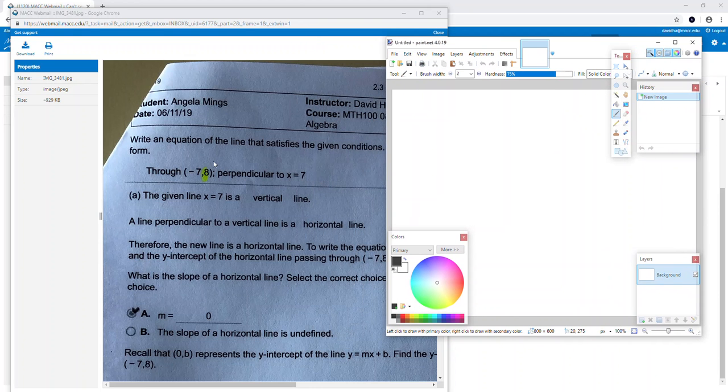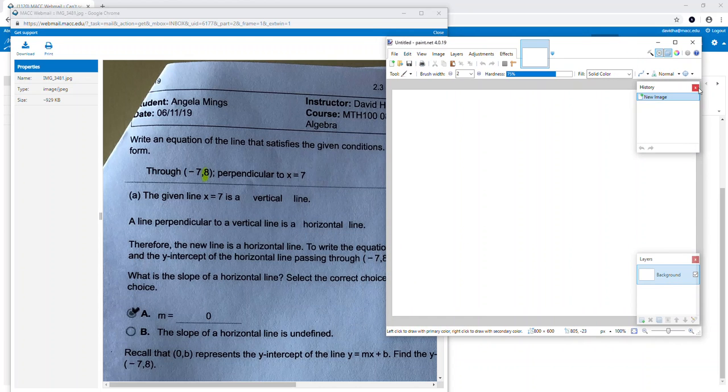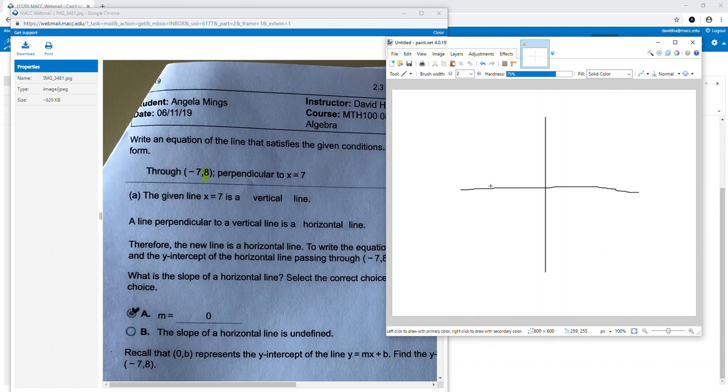It says through 7, -8. Okay, or -7, 8, sorry. So here's -7 on my x-axis, and let's say this is 8 on my y-axis. And so that's a point. Okay, so we're trying to find a line that goes through that, and they tell us it's perpendicular to x equals 7.